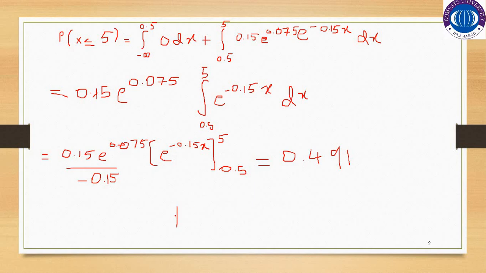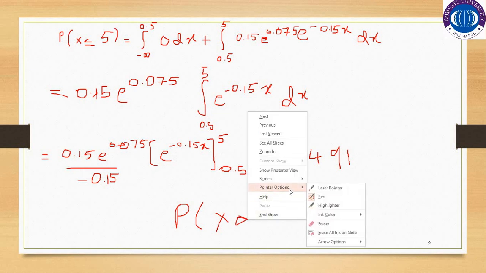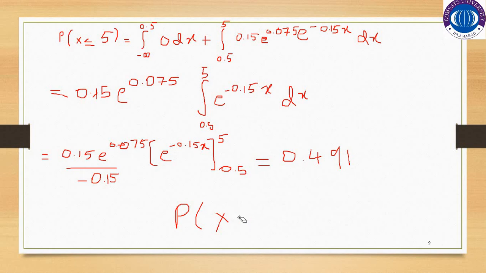Similarly, you can find the probability x greater than or equal to 5. It means finding the probability of at least 5. I'm leaving this topic with this question: how will you find the probability x greater than or equal to 5, a probability of at least 5?